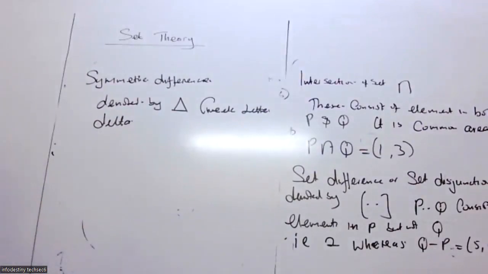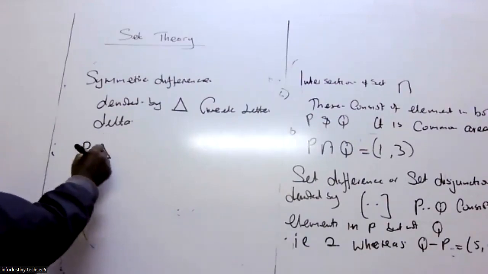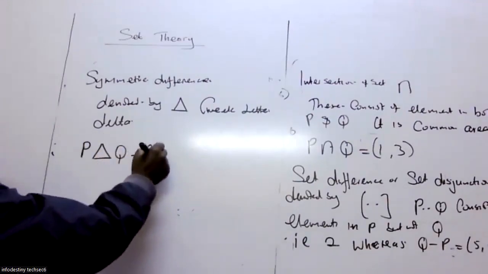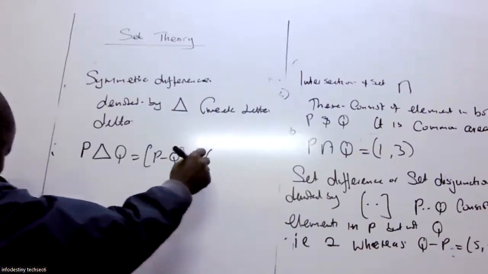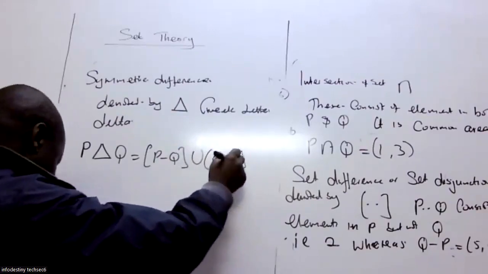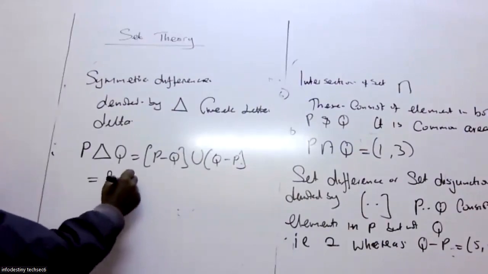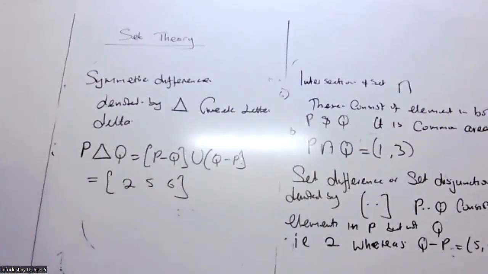Now these are elements in P but not Q, or in Q but not P. I.e., P delta Q will be equal to P minus Q, then union, you open the bracket again, Q minus P, then you close, which will be equal to 2, 5, and 6. So remember, the 2 was not there in Q, 5 was not there in P, and 6 also was not there in P.